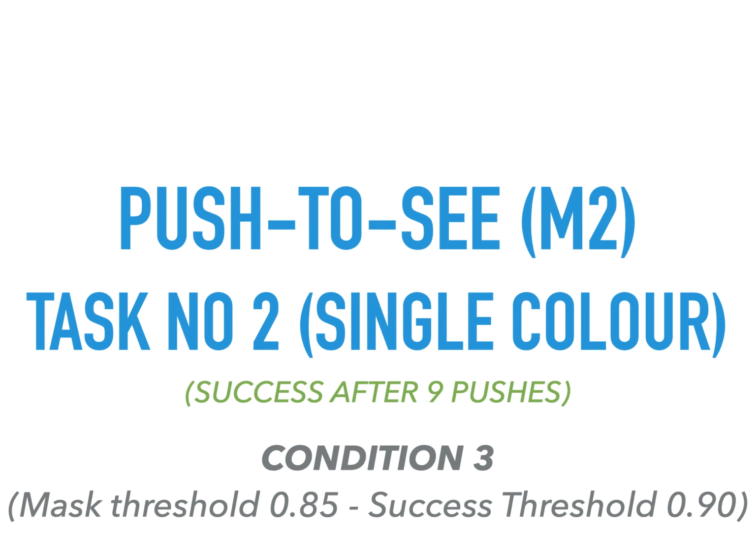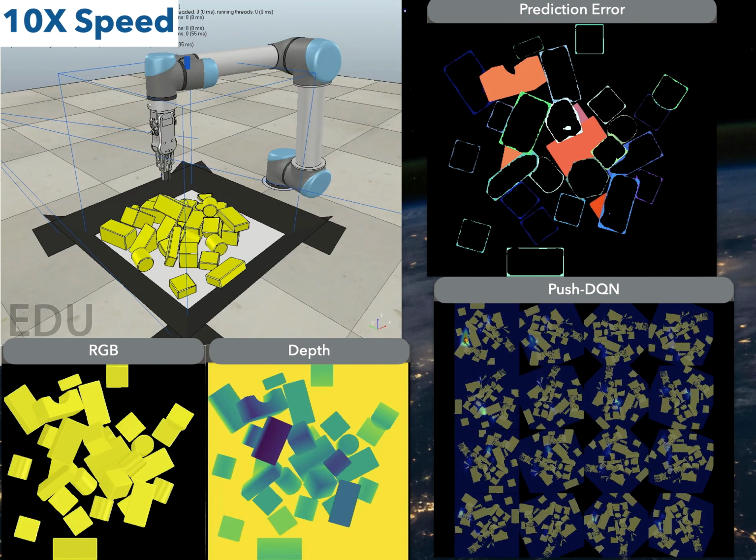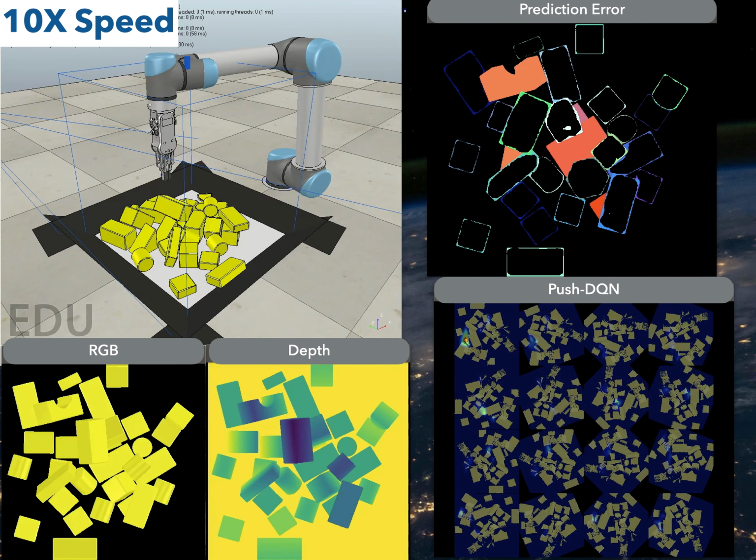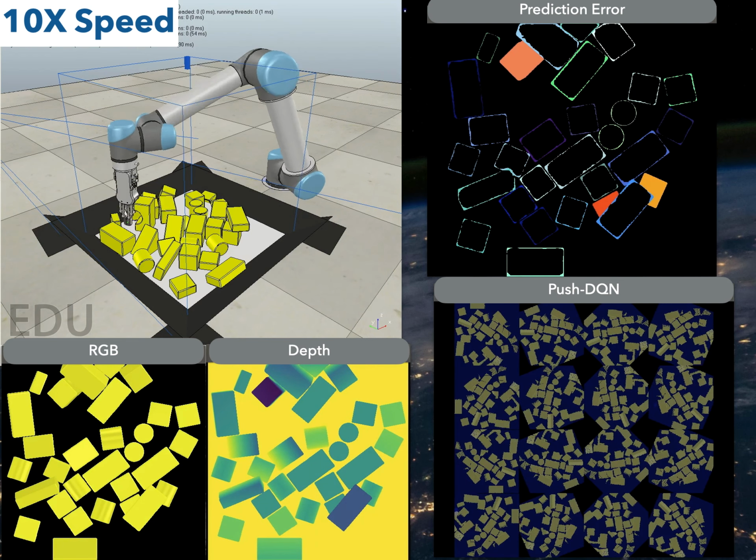In the fourth demonstration, we use the same colored VPG objects in order to show how push-to-see tackles textureless objects that don't have any distinguishable features. Our model singulates the scene with only 9 pushing actions in this case.